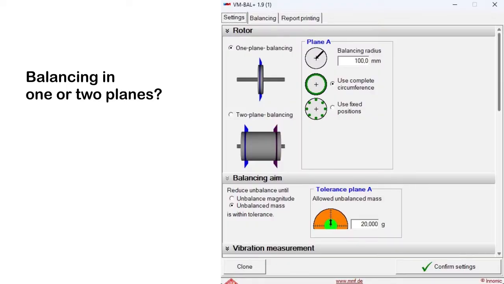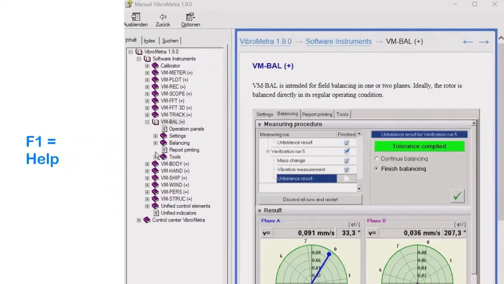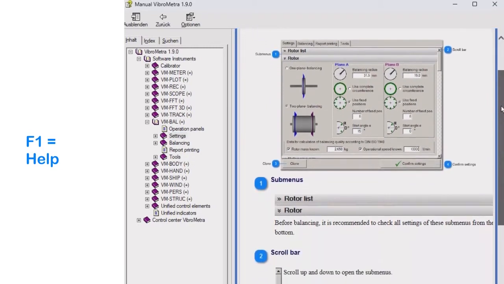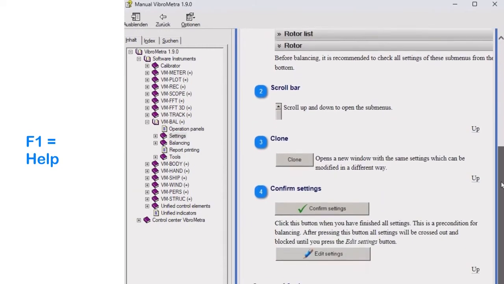In most cases, balancing should be carried out in two planes, which means at two positions along the rotor axis. However, if there is only one bearing or if the rotor is short in relation to its diameter, balancing in one plane can be sufficient, as shown in the following example. A note in advance: the help function, which you can access with the F1 key, provides you with support in all parts of the software.